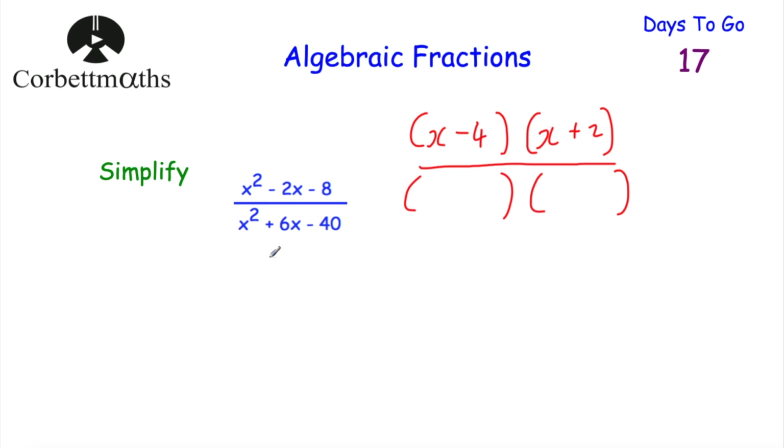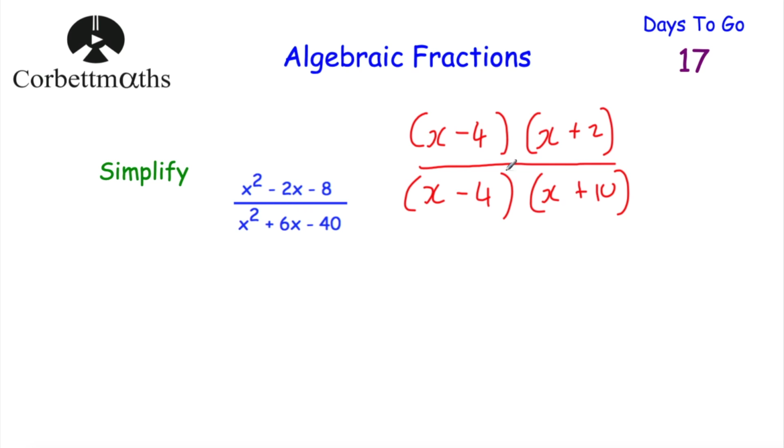Now let's factorize the denominator, and hopefully one of these two brackets will be on the denominator as well, and then we can cancel them down. So let's have a look at the denominator. We've got x squared, so again x and x at the front of both brackets. We want two numbers that multiply together to be minus 40. When we add them together we get 6, so I'm thinking minus 4 and plus 10, because minus 4 times 10 is minus 40, and minus 4 plus 10 is 6.